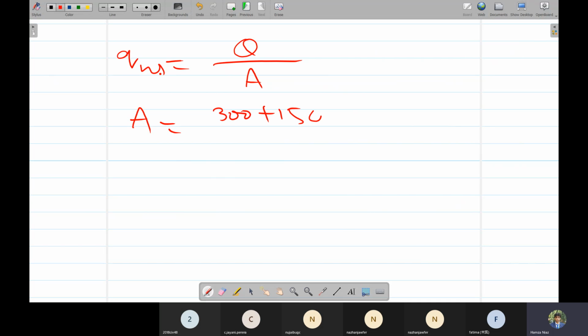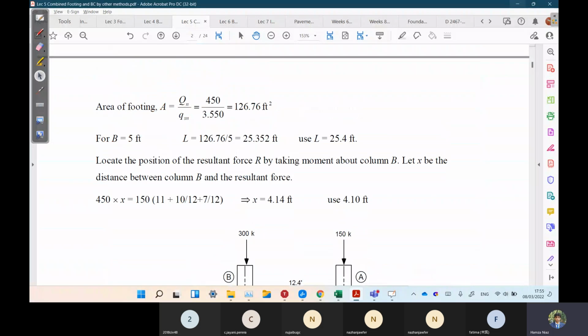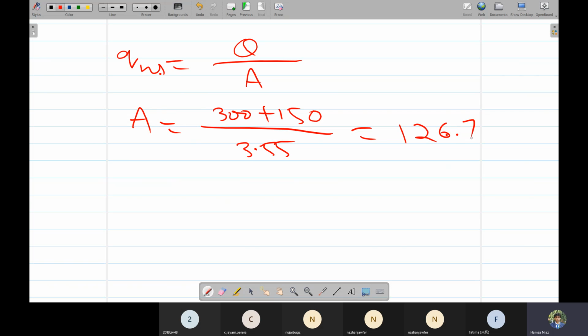Now we know the formula for bearing capacity: total load divided by area. So if we require the area, the total load is 300 plus 150, that is 450 kips, divided by 3.55. This would give us the total area required for the footing: 126.76 square feet.